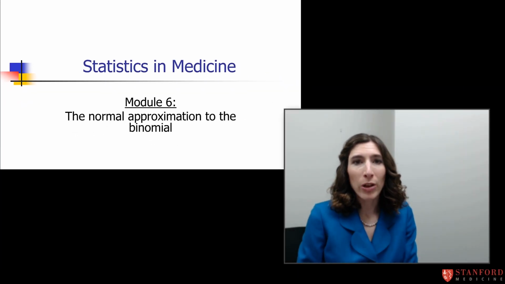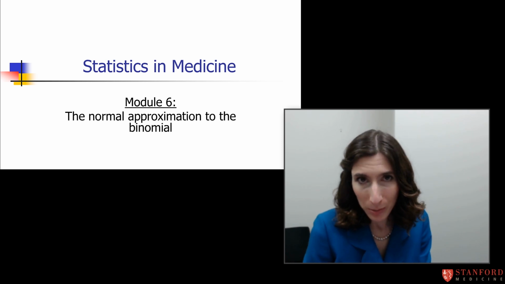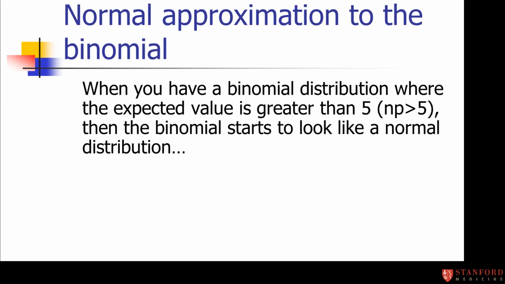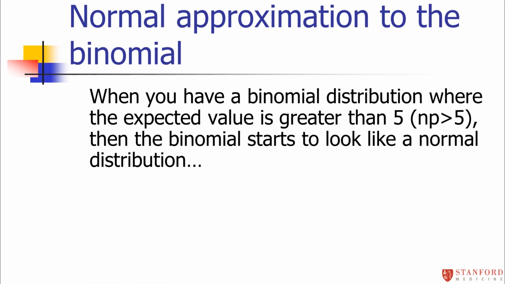In this next module, I'm going to talk about the normal approximation to the binomial. Whenever you have a binomial distribution, you might have noticed in the earlier modules that when you do out all the probabilities and you plot them, they look an awful lot like a normal distribution. As long as you're on a binomial where n times p is greater than 5, that is, the expected value is greater than 5, it usually looks an awful lot like a normal, and we can approximate those binomial probabilities with a normal distribution.